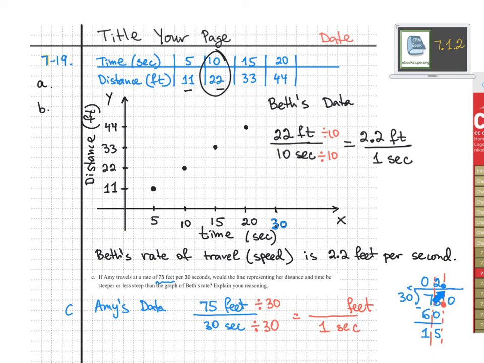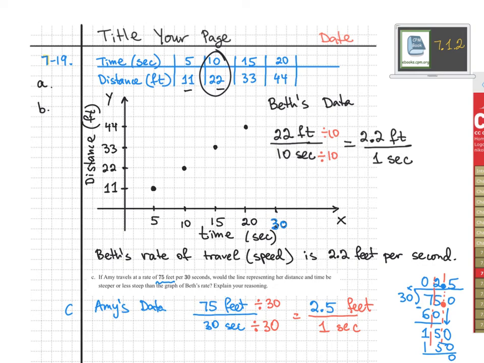Where the decimal line is, I'm going to bring the 0 down next to the 15, making 150. And we start the process all over. What number times 30 will give me 150? Yes, 5. So right now, I'm getting exactly 150, so I can stop with my long division. So this is 2.5 feet compared with 1 second.